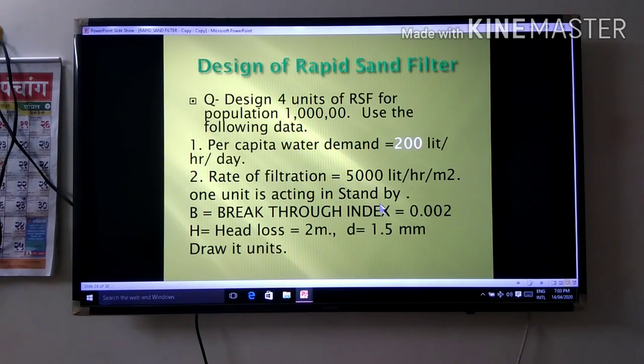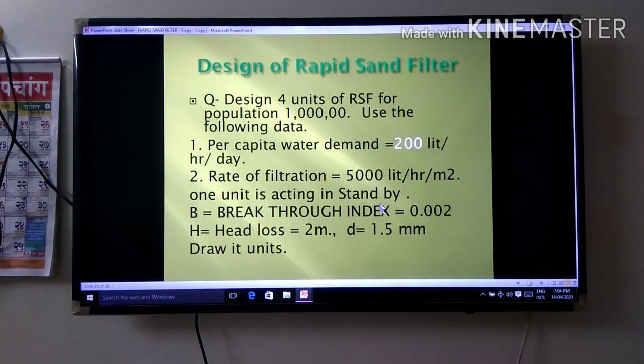Design of rapid sand filter. Question: Design 4 units of rapid sand filter for population 1 lakh. Use the following data. First, per capita water demand is equal to 200 liter per head per day. Second, rate of filtration is equal to 5000 liter per hour per meter square. 1 unit is acting in standby.